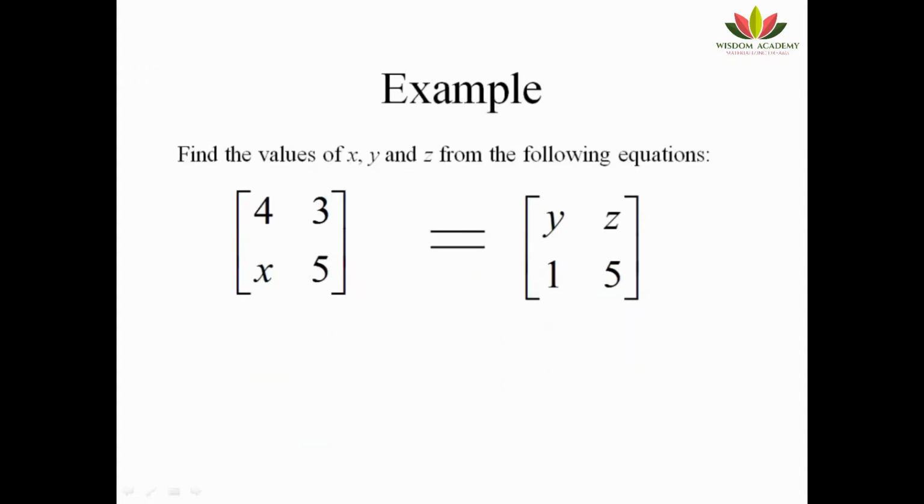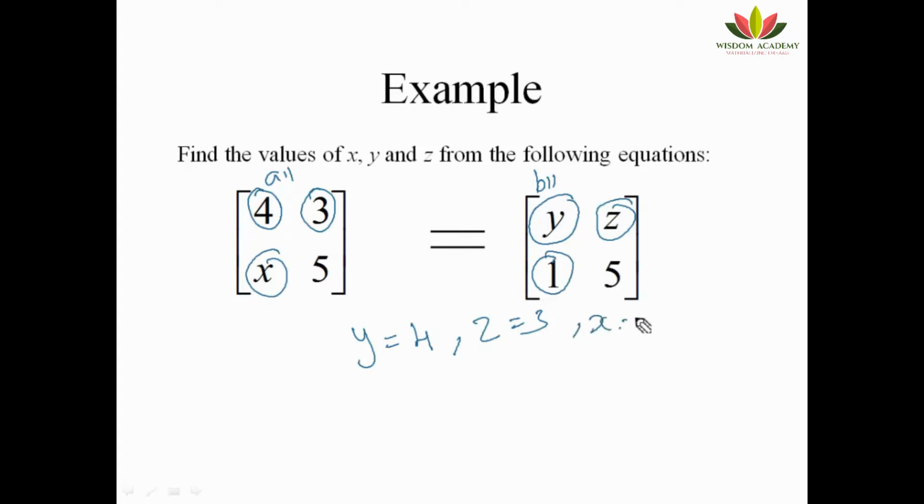Okay. Using the equality of matrices, find the value of x, y and z. That is, these two matrices are equal. Then what is the value of y here? That is the corresponding element here. Here it is B11, and the A11 value is 4. So what is the value of y? 4. Similarly, what is the value of z? It will be 3. The value of x will be 1.